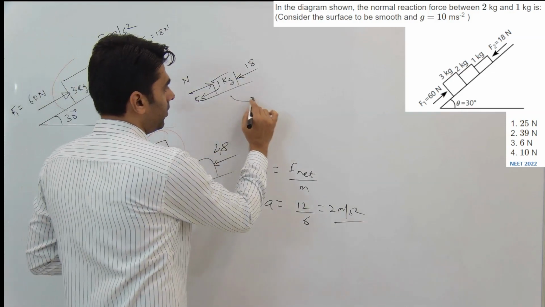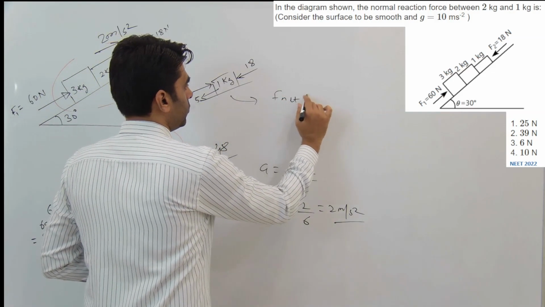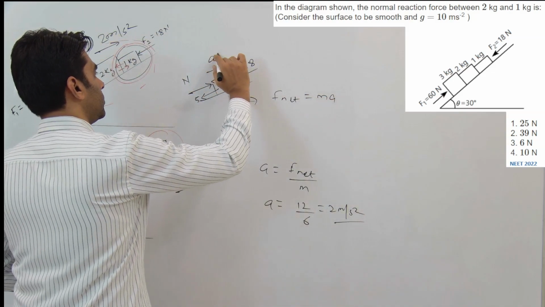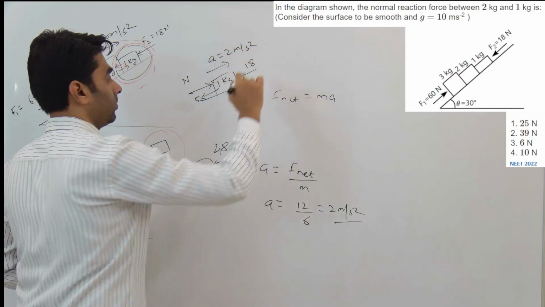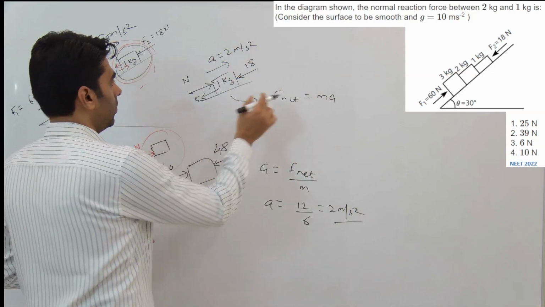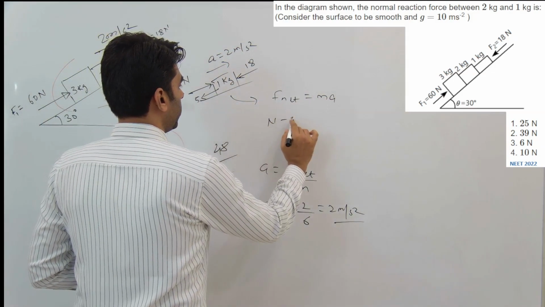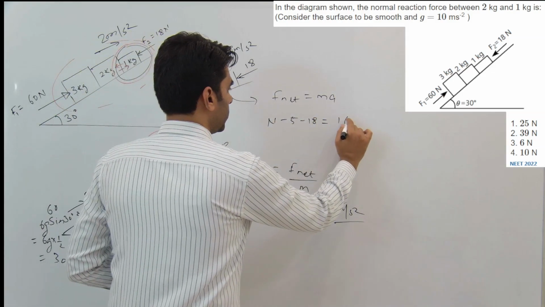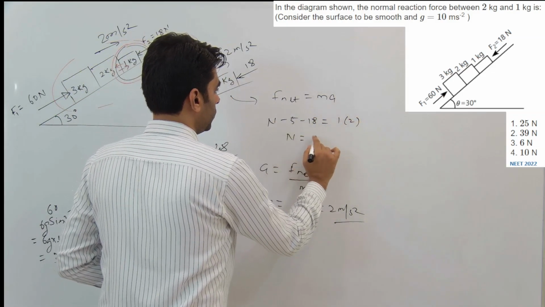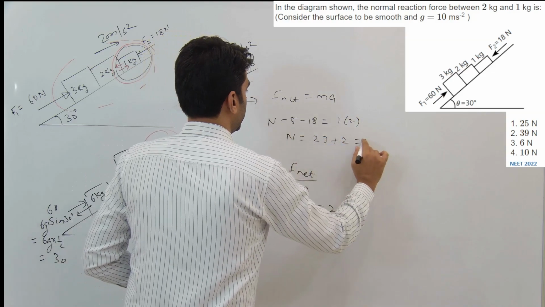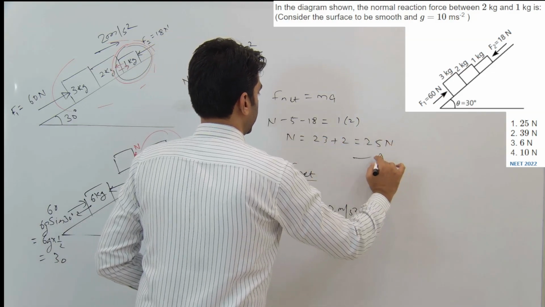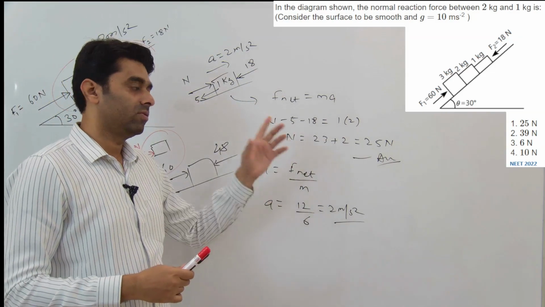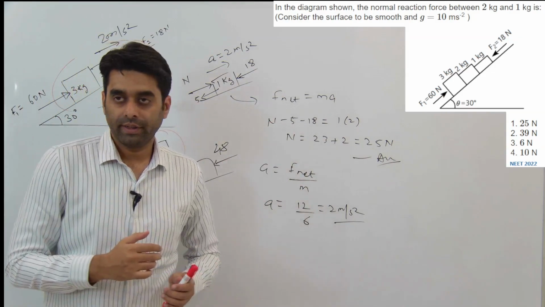Now, let's write for your 1 kg. F net is equal to ma. It is having an upward acceleration of 2 meter per second square. Is it visible to you guys? Yes. So N minus 5 minus 18 is equal to 1 into acceleration, which is 2. N is equal to 23 plus 2, which is 25 Newton. So this is our answer, right? Option number 1 is our answer. Let's move ahead.